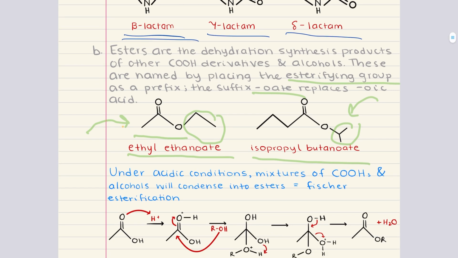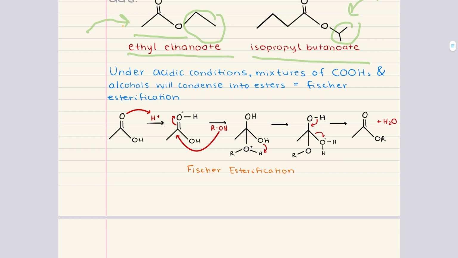Now let's talk about how esters are actually formed in the lab, specifically through a reaction called Fischer esterification. Under acidic conditions, mixtures of carboxylic acids and alcohols can react to form esters. And this reaction is driven by protonating the carbonyl oxygen of the carboxylic acid, and that makes the carbonyl carbon more electrophilic and thus more susceptible to attack by the alcohol nucleophile.